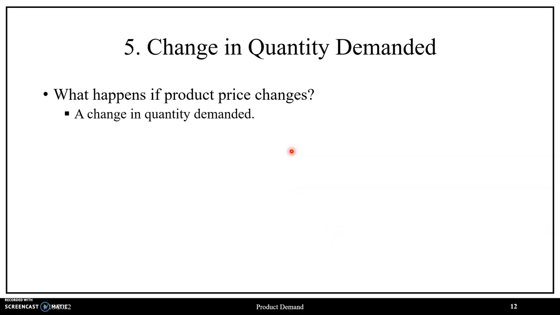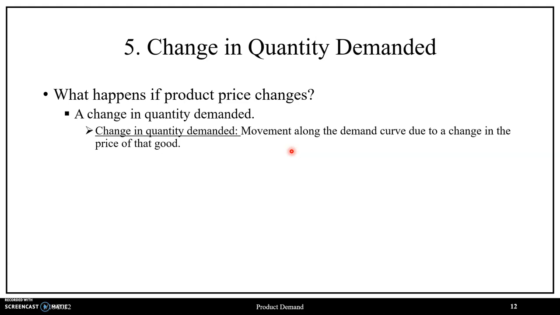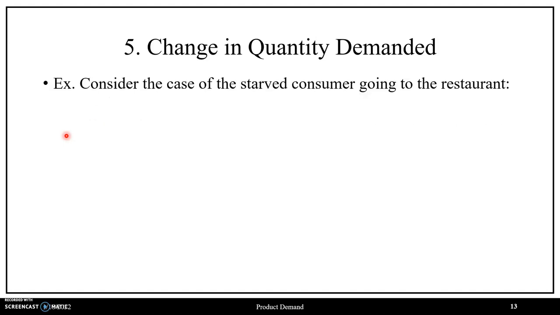What we'll have then is a change in quantity demanded, that is, movement along the demand curve due to a change in the price of that good, which is precisely what we saw in the prior slide when we considered movements from point A to D or movements from D to A. Well, to further illustrate this, let us go through this with our example of the starved consumer.